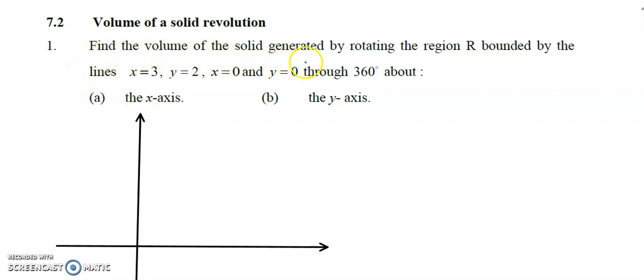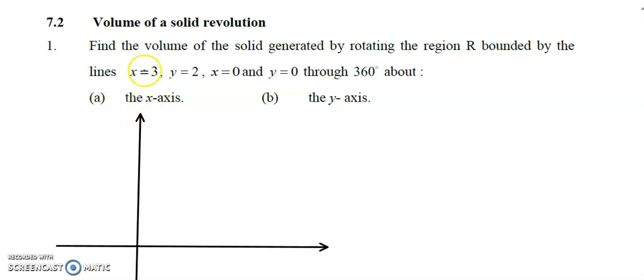Find the volume of the solid generated by rotating the region R bounded by the lines x equals 3, y equals 2, x equals 0, and y equals 0 through 360 degrees about the x-axis. This is question A. And then that region is going to rotate about the y-axis for question B. So let's look at question A.